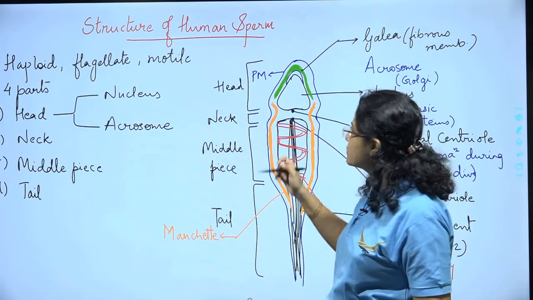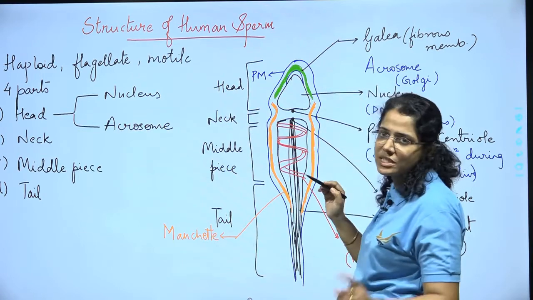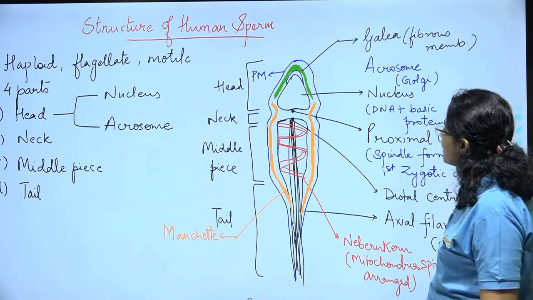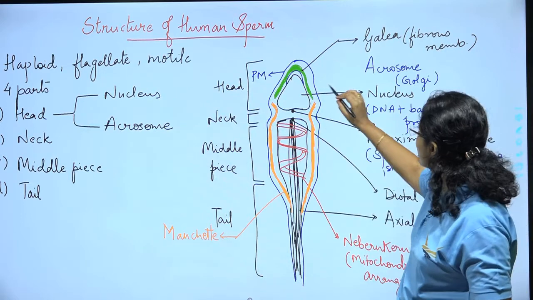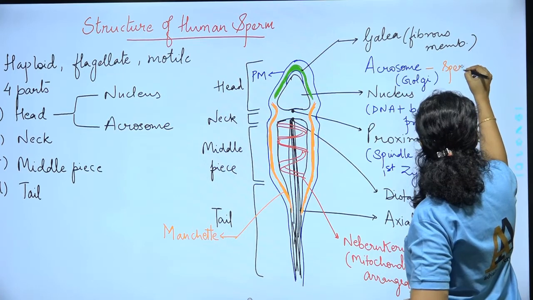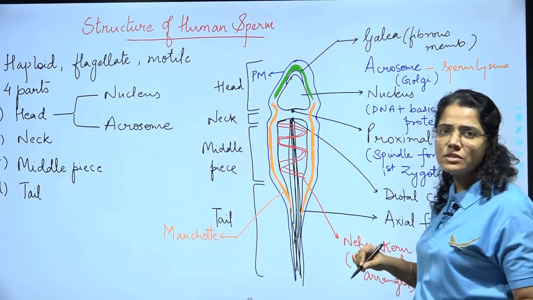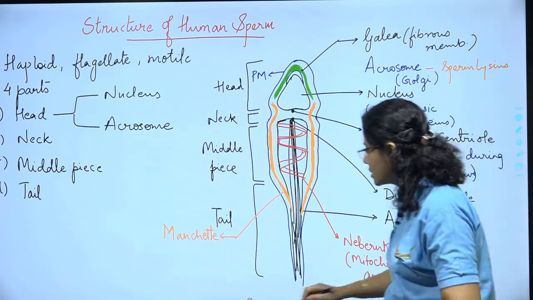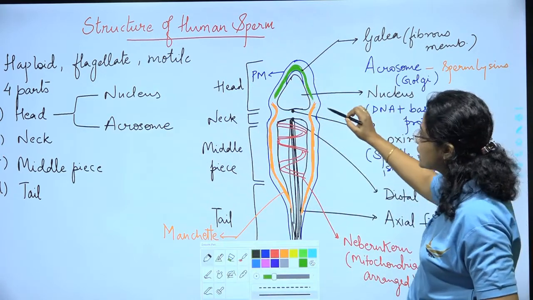So the first part, we say the head. The head comprises the nucleus and the acrosome. The nucleus, as we said, is a condensed nucleus which contains DNA and the basic proteins. And the Golgi breaks into two, where the bigger part forms the acrosome. The acrosome contains what? Remember, sperm lysins. These sperm lysins are nothing but enzymes which help in digesting the egg membrane for the process of fertilization. So the head is formed of the nucleus and the acrosome.